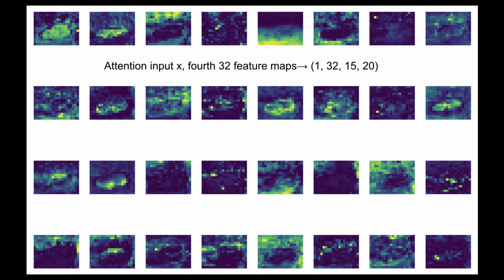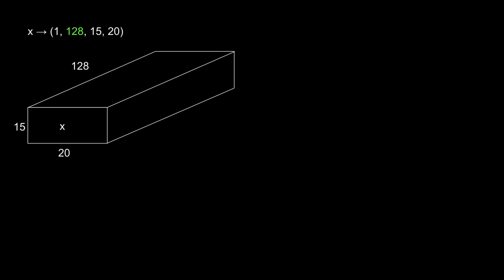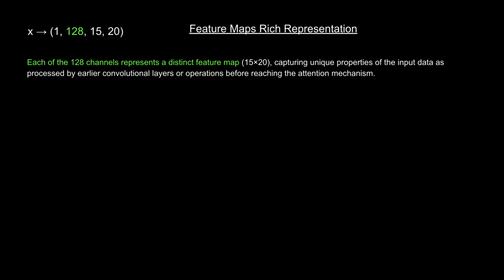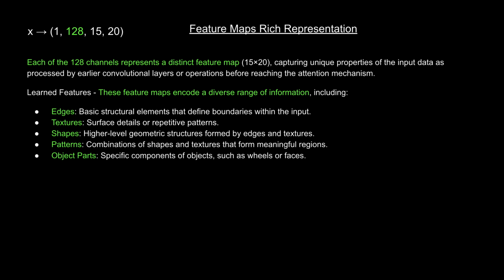Now, what do these feature maps actually represent? As you may have already guessed, each of the 128 channels represents a unique feature map capturing distinct properties of the input data. These features have been learned by earlier convolutional layers or operations before reaching the attention mechanism. Let's break this down. These feature maps capture diverse information, including edges, boundaries within the input, textures, surface details or patterns, shapes, geometric structures formed by edges and textures, meaningful regions formed by shapes and textures, and object parts for specific components like wheels or faces.